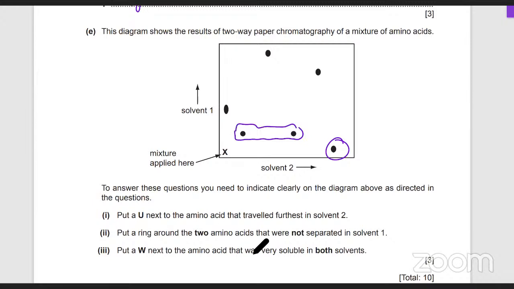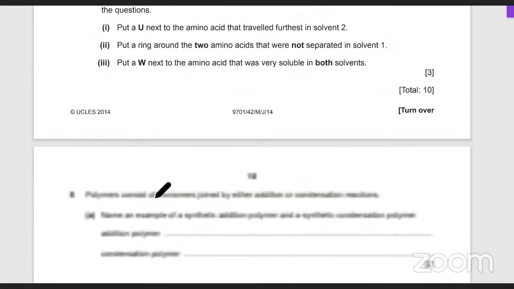Put a W next to the amino acid that was very soluble in both solvents. ये कौन सा वाला है? Very soluble in both solvents. सर टॉप वाला जो ऊपर है, ये वाला. यस सर. ठीक है, क्योंकि इससे पहले ये सॉल्वेंट नंबर 1 में ट्रैवल कर रहा था, फिर जब यहाँ तक पहुंचा, फिर उसके बाद आपने दूसरा सॉल्वेंट यूज किया तो वो फिर इधर ट्रैवल करना शुरू हो गया, तो इससे दोनों में ज्यादा डिस्टेंस ट्रैवल किया, ठीक है? सो ये वाला है. पेपर क्रोमेटोग्राफी इसलिए थोड़ा बहुत तैयार कर लो क्योंकि O-levels में you did this, at least you did one way, two way is not that different.